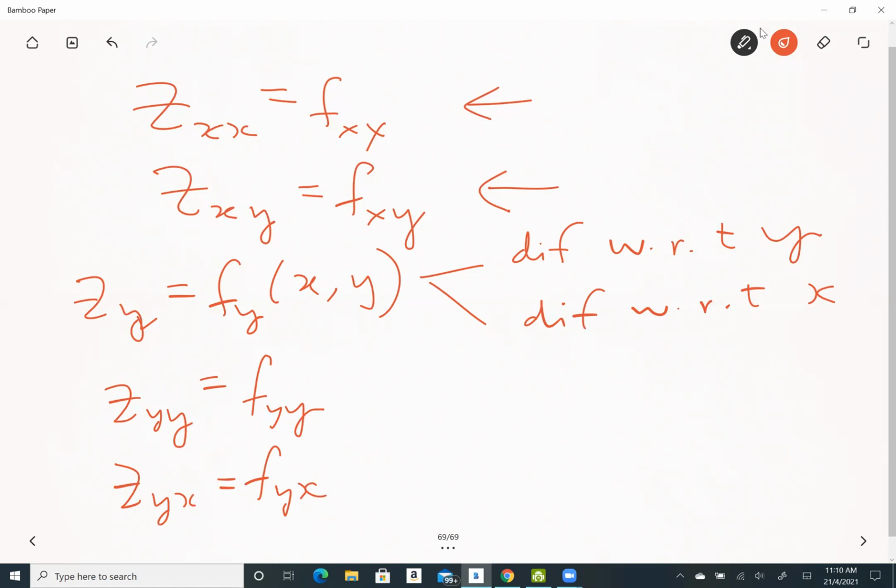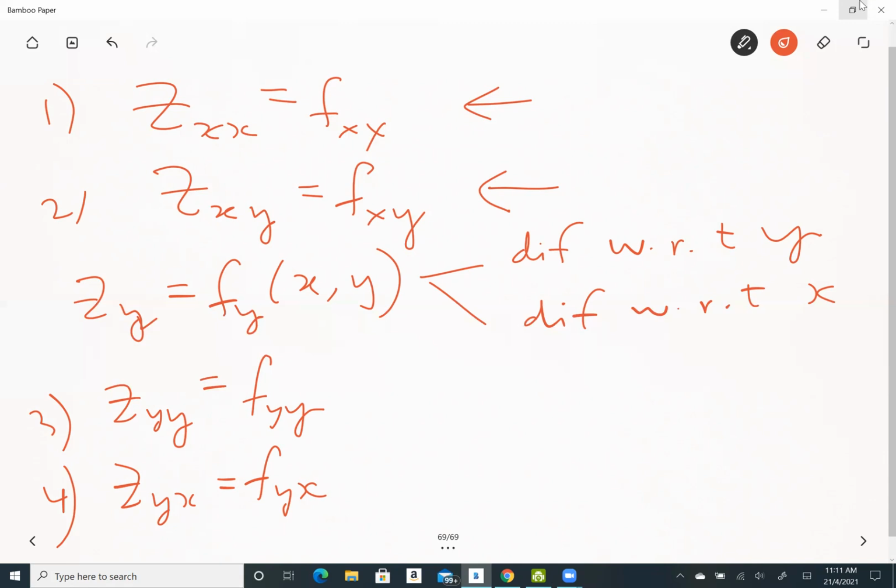Okay, so for the second partial, I have 1, 2, 3, 4. First partial, there are only 2. Second partial, 4, because everything is a function of x and y. So you can take the derivative directly with respect to itself, and then you take the partial with respect to the other variable. Any question? So that is the notation: fxx, fxy, fyy, fyx.